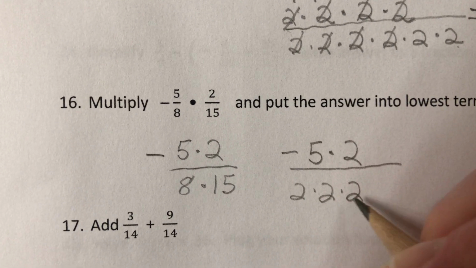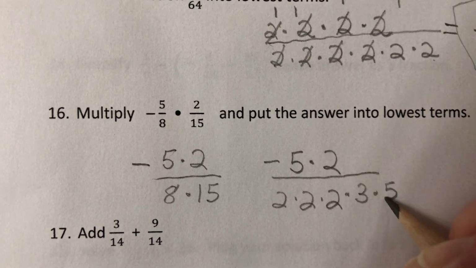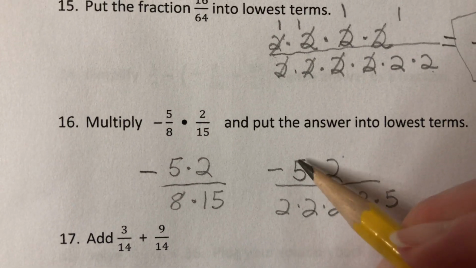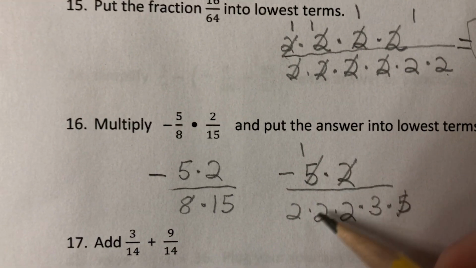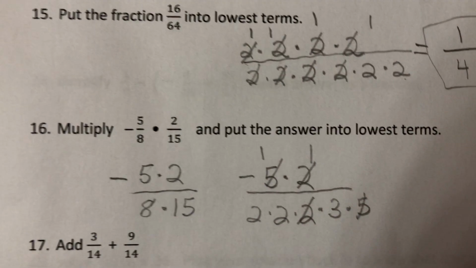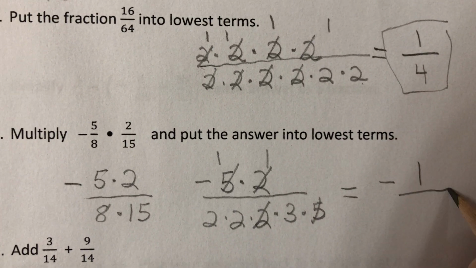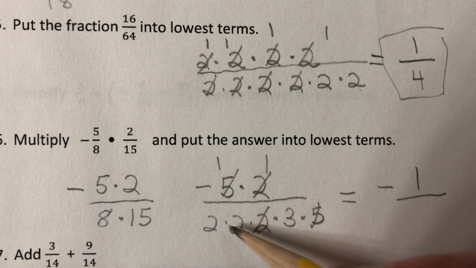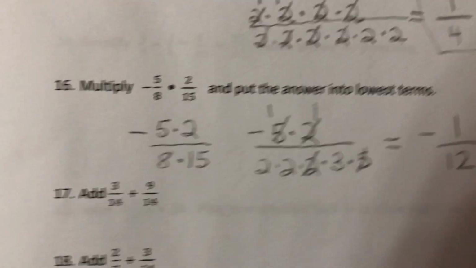So 8 is 2 times 2 times 2. 15 is 3 times 5. Now, 5 divided by 5 is 1. 2 divided by 2 is 1. So I've got negative 1 times 1. And then in the denominator, I have 2 times 2, which is 4, times 3, which is 12.